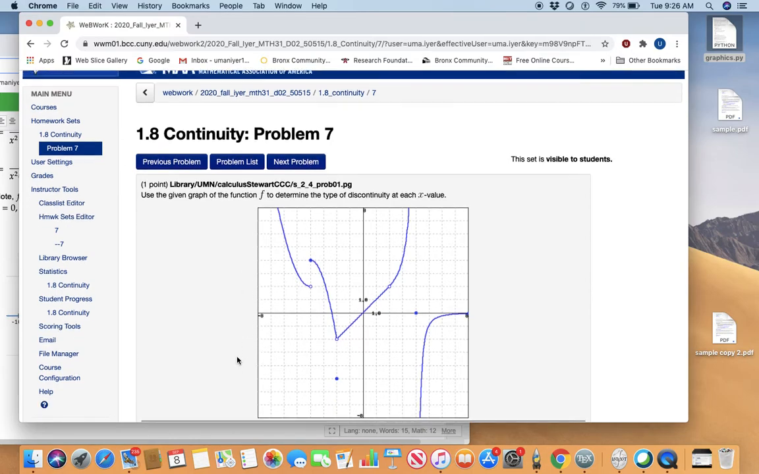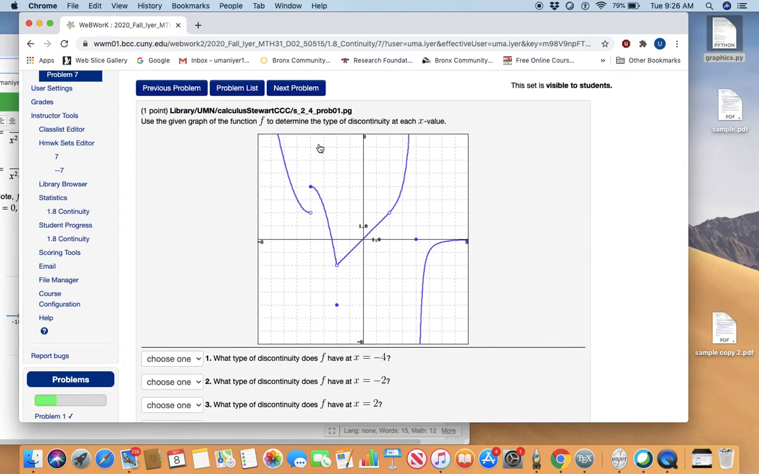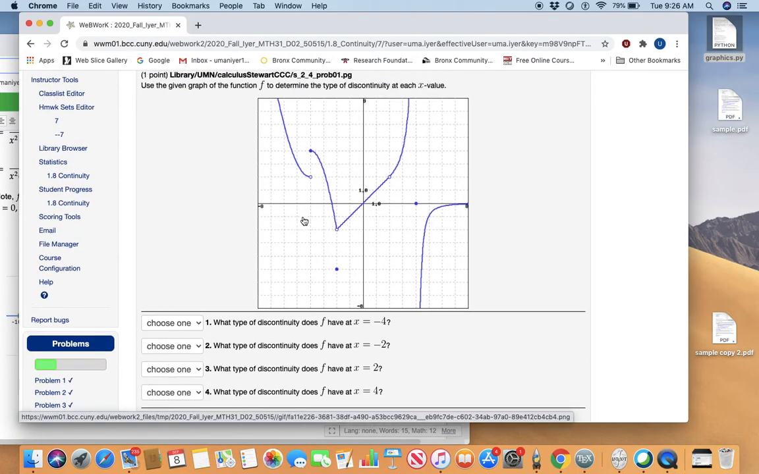Use the given graph of the function to determine the type of discontinuity. All right. So here is negative 1, negative 2, negative 3, negative 4. That is one discontinuity. Negative 2 is another discontinuity. 2 is another discontinuity, and then 4 is another discontinuity. So start from negative 4. What kind of discontinuity is it? It is a jump discontinuity.